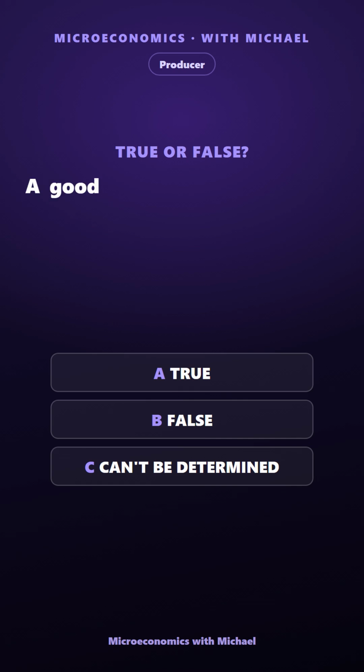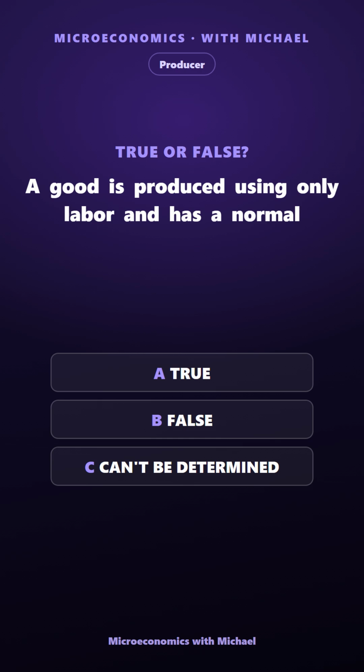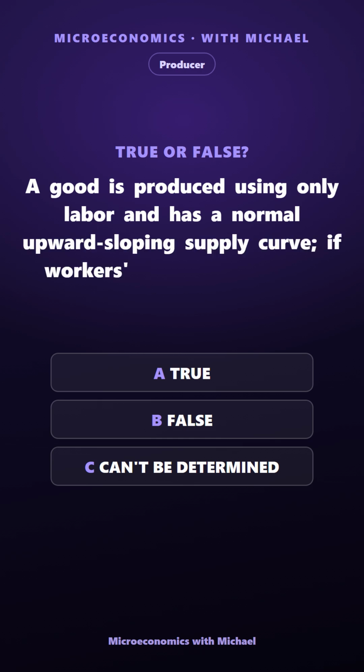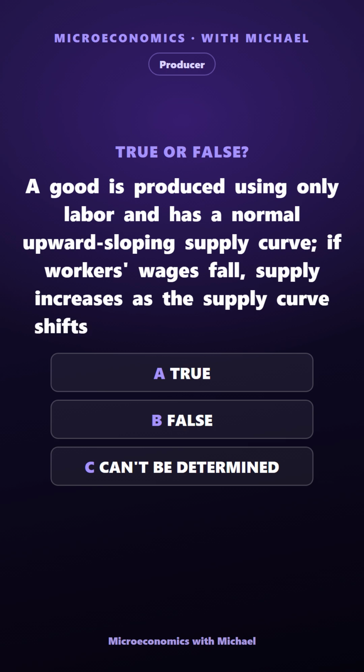A good is produced using only labor and has a normal upward sloping supply curve. If workers' wages fall, supply increases as the supply curve shifts down and to the right. True, false, or can't be determined.